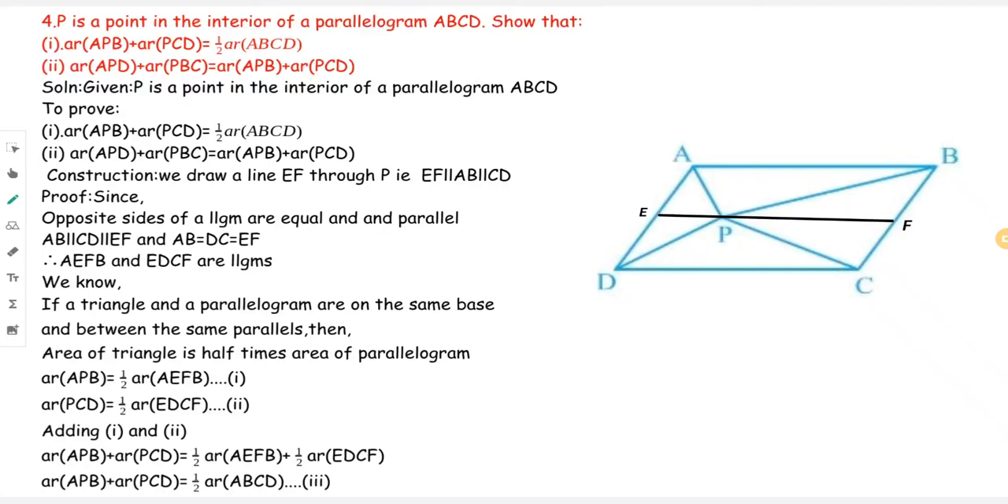4. P is a point in the interior of a parallelogram ABCD. So we'll try to prove this, given to prove again. Construction: when you look here, you can already see we'll draw a line EF through P in such a way that all these three lines will be parallel to one another.